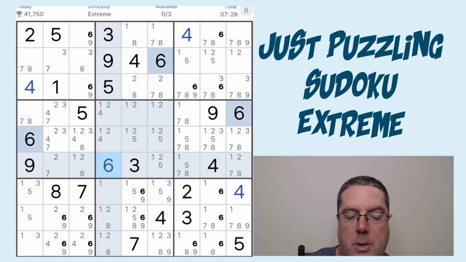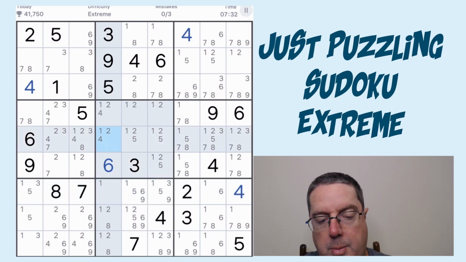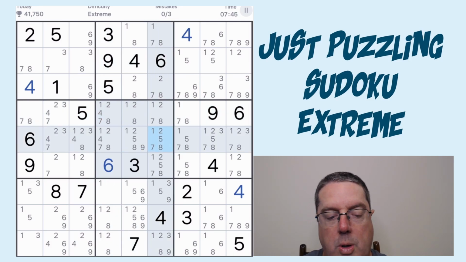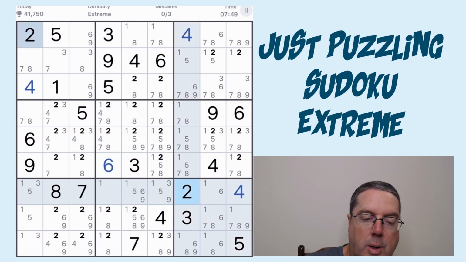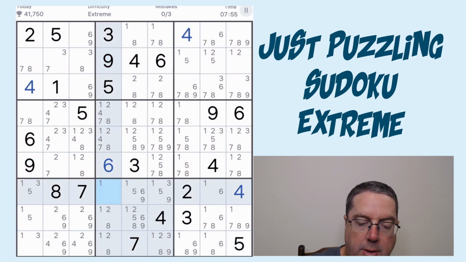Okay, we've got that there, but I'm going to finish off all of my notes before I start because I want to check it. 8 can be in any of the 5 boxes now, and 9 can be in one of these 2. So let's check this. 1, 2, 3, 4, 5, 6, 7, 8, 9. So that is correct for the 1.